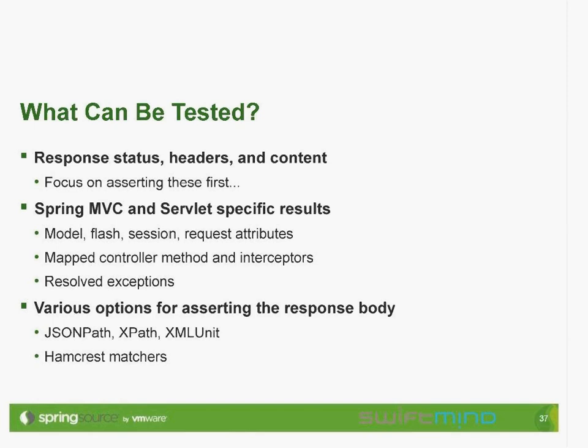For assertions on the response body, there are various options for JSON and XML. You can use JsonPath syntax or XPath syntax, XMLUnit for comparing the content of XML, and various parts of the API have Hamcrest matchers available for use, so that gives you quite a bit of leeway in terms of verifying the response in different sorts of ways.